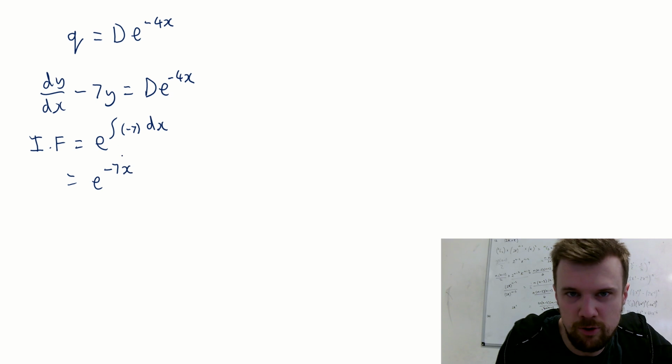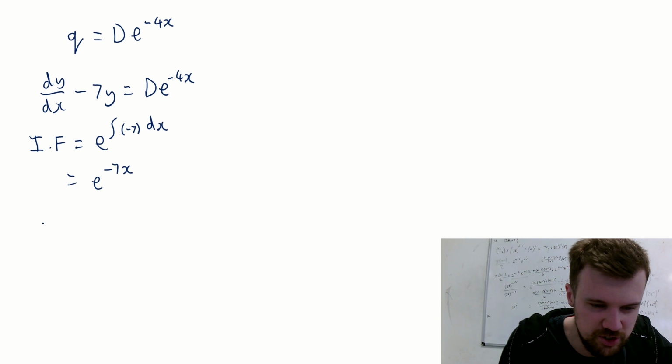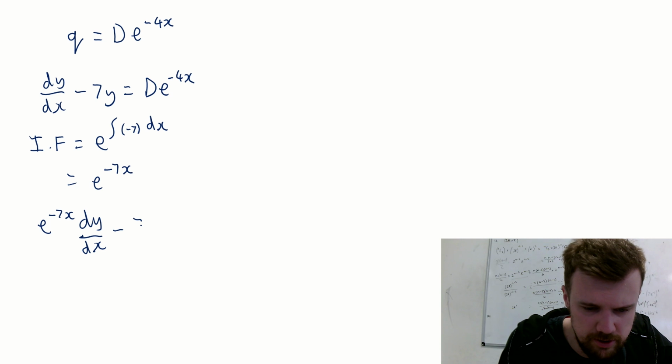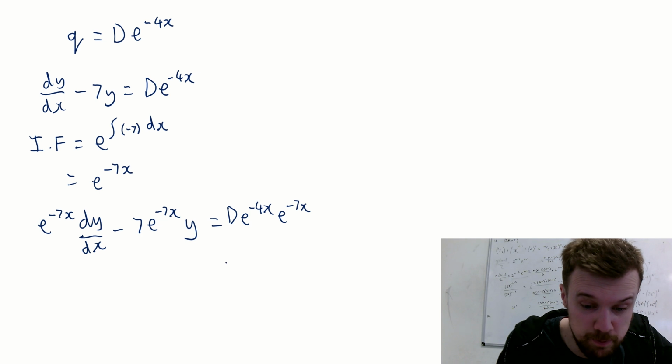You could put plus c in there as well if you wanted, but it really doesn't affect these questions. It just means you have to write out more, but it doesn't change the final answer whether you do or don't include a plus c. So multiplying both sides of the differential equation by the integrating factor, as is standard for first order exact equations, we get that. And then the right-hand side, e to the minus 4x, is being multiplied by e to the minus 7x as well, which of course does become an e to the minus 11x.